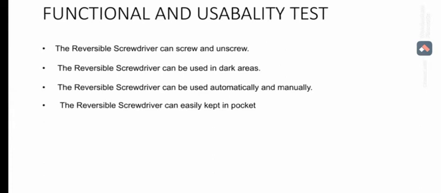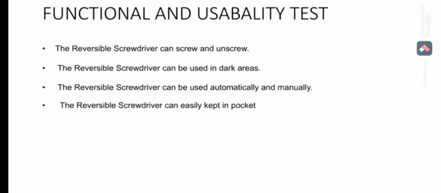Functional and usability tests. The reversible screwdriver can screw and unscrew. The reversible screwdriver can be used in dark areas. The reversible screwdriver can be used automatically and manually. The reversible screwdriver can be easily kept in a pocket. Endurance test. The reversible screwdriver can perform day and night. The reversible screwdriver can perform the whole day. The mobile concrete mixer is made of stainless steel with rubber on the handle that can resist high voltage.